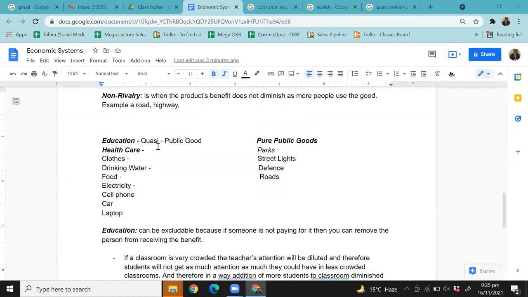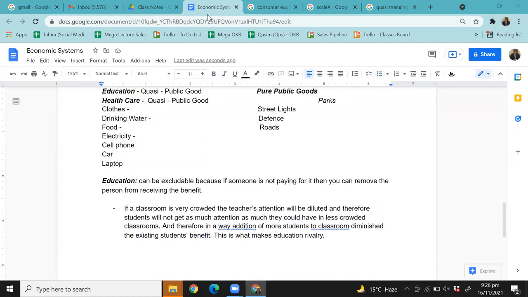So for education and healthcare, we have said that these are quasi public goods. And these other things are very simple to identify. Clothes are private goods, drinking water is a private good, food is a private good, electricity is a private good, a cell phone is a private good, car and laptop are private goods. Any confusion so far? Khizr, Khadija? Okay, perfect. Very nice. Now let's keep moving, students.